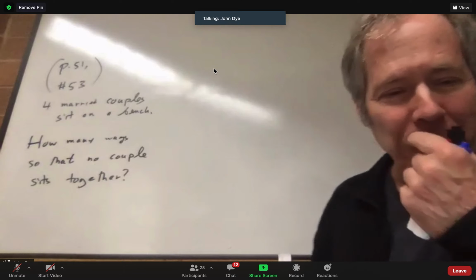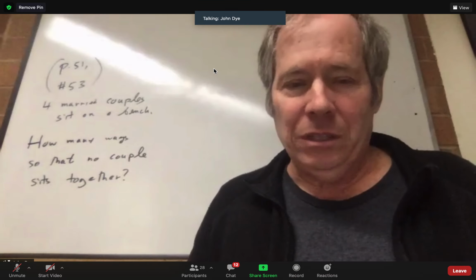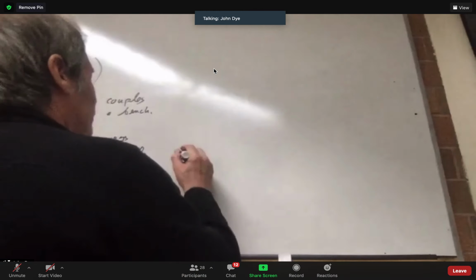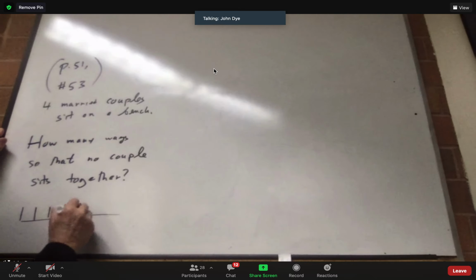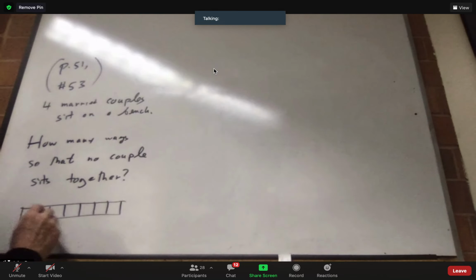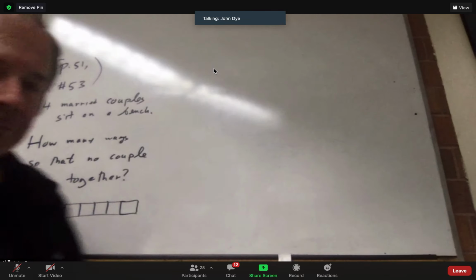Anyhow, how many ways so that no couple sits together? Well, the main problem with this kind of problem is getting in the ballpark, right? So I like to draw some kind of picture. Let's draw a picture here. So 1, 2, 3, 4, 5, 6, 7. 1, 2, 3, 4, 5, 6, 7. So these are the seats, okay?